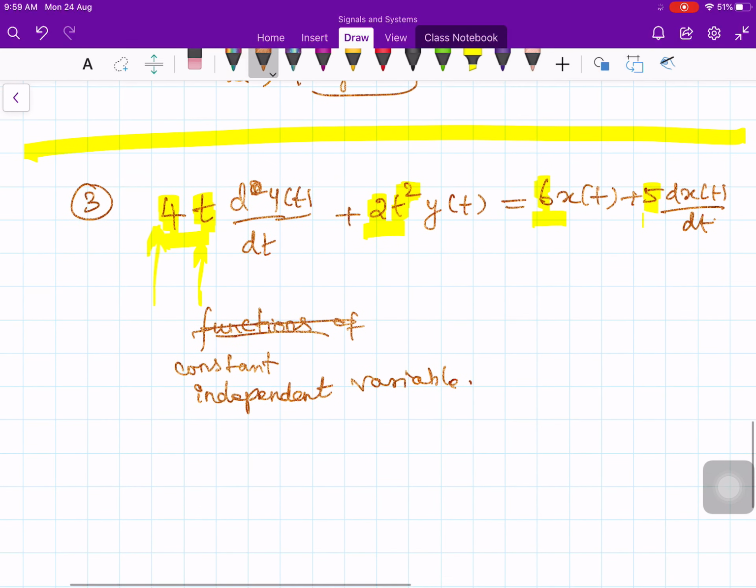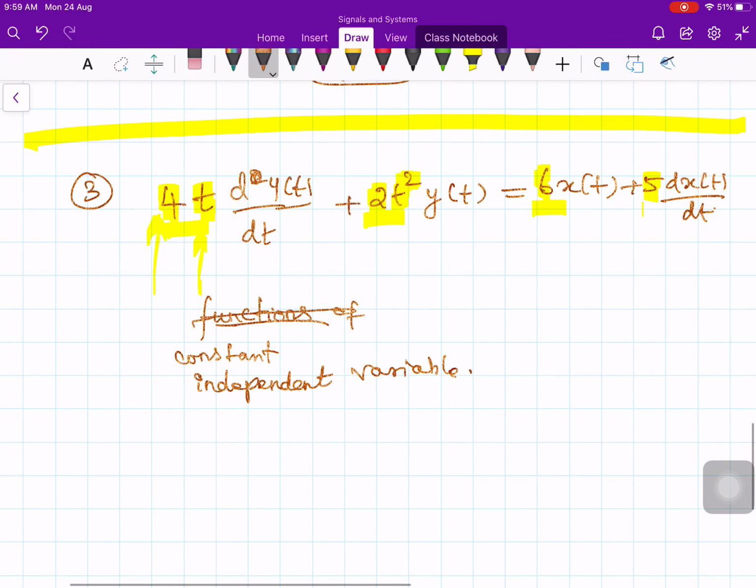One can easily manipulate these equations and show that they satisfy the superposition principle. So if you have a linear system, it doesn't mean that the differential equation should have only constant coefficients. Even the coefficients can be functions of time, that is, functions of the independent variable. So this is also an example of a linear system.